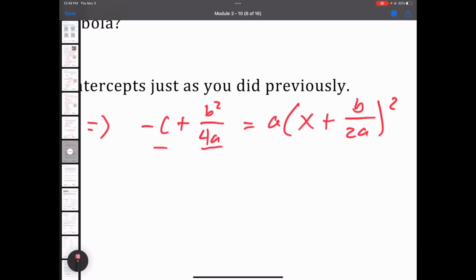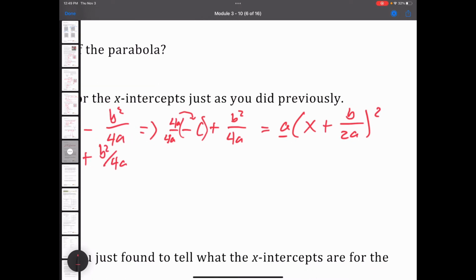Let's make those both fractions so that we can divide out this a over here, and it's easier to divide an a if we have one fraction. The way that I'll do that is multiply this negative c by a well-chosen 1, right? I'm not changing its value because 4a over 4a is just 1. I'm just making it into a fraction that I can add with b squared over 4a. So what that becomes is negative 4ac all over 4a plus this b squared over 4a.